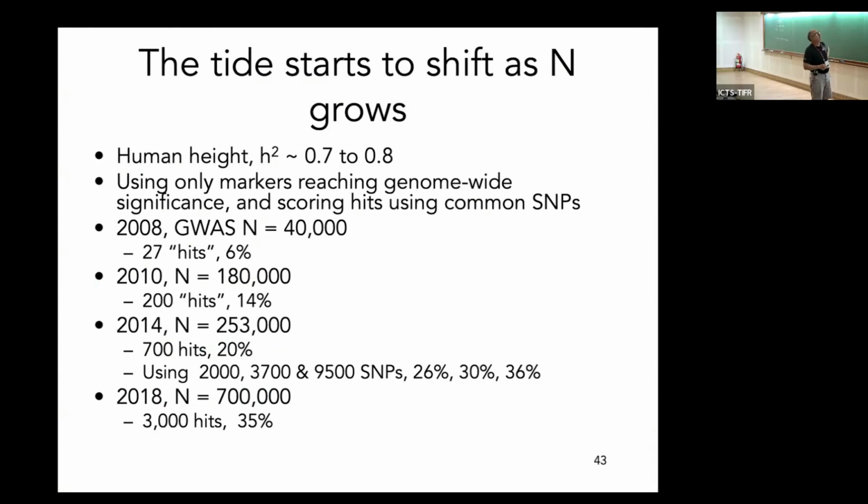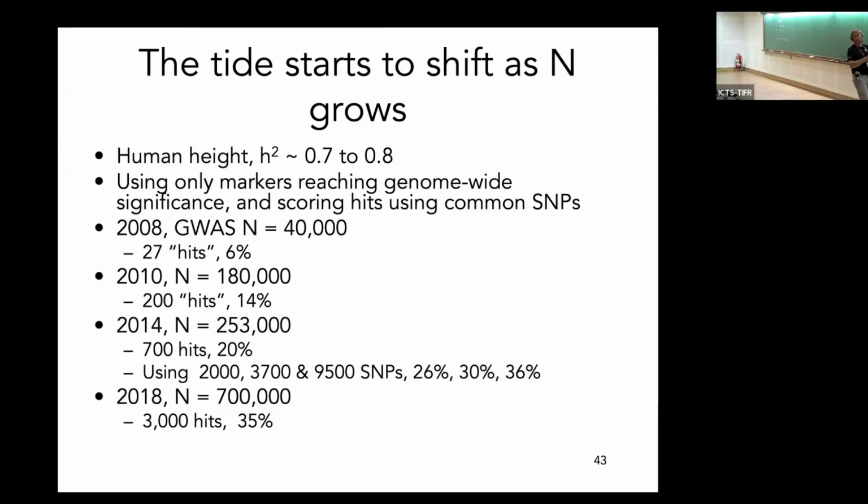That kind of points that out. And so as population size got bigger, you started capturing more. So in 2008, an initial GWAS of 40,000, they had 27 significant hits, they captured 6%. The percent here is of the actual heritability. So this would be 4.2%, so 6% of 0.7. You go to 180,000, you have 200 hits, you now recovered 14%. You go to 500,000, you now have 700 hits, you capture 20%.